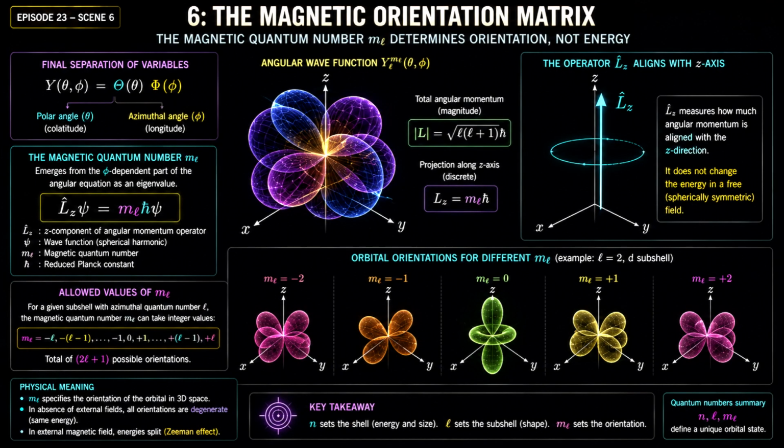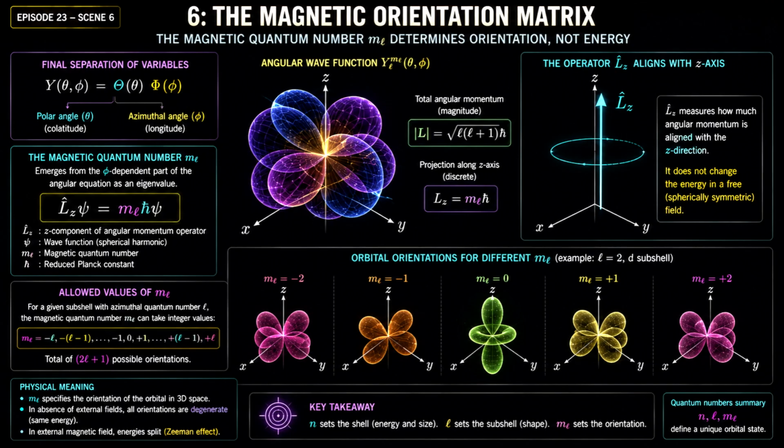The angular wave function requires a final separation of variables to split polar angle theta from longitudinal angle phi. This final step introduces our third quantum number, the magnetic quantum number, designated as m sub l. The magnetic quantum number emerges as an eigenvalue of the angular momentum operator along the vertical z-axis, expressed mathematically as L sub z operator acting on psi equals m sub l times h bar times psi.